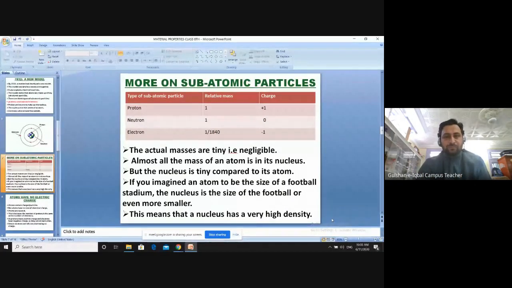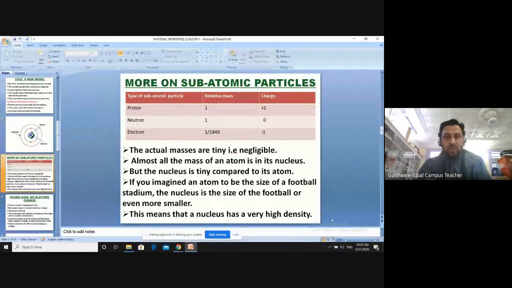Okay, so the relative mass of proton is 1. The relative mass of neutron is also 1. But the relative mass of electron is 1 upon 1840. It is very, very tiny and very negligible mass as compared to proton and as compared to neutron. The mass of electron is 1 upon 1840. It is very much negligible mass.